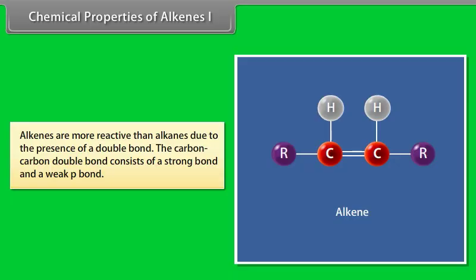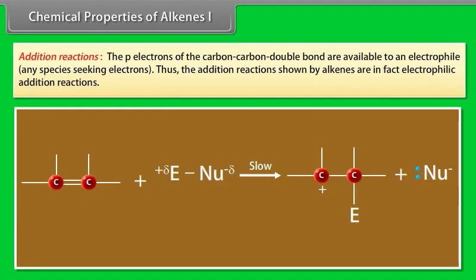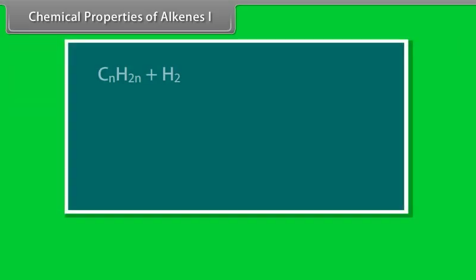Chemical properties of alkenes, Part 1. Alkenes are more reactive than alkanes due to the presence of a double bond. The carbon-carbon double bond consists of a strong sigma bond and a weak pi bond. Addition reactions. The pi electrons of the carbon-carbon double bond are available to an electrophile, any species seeking electrons. Thus, the addition reactions shown by alkenes are in fact electrophilic addition reactions. Addition of hydrogen. Alkenes add hydrogen in the presence of platinum or nickel catalyst to form alkanes. The reaction, termed hydrogenation, is an exothermic reaction.